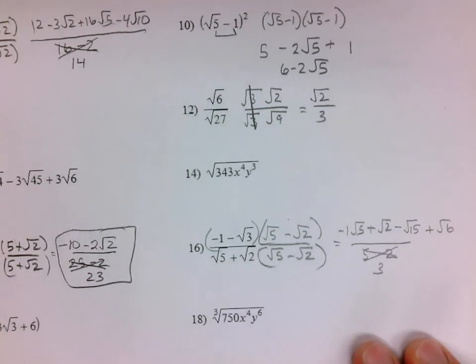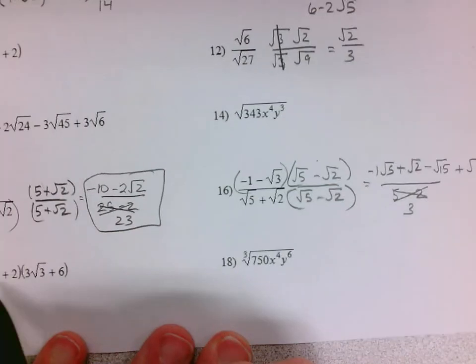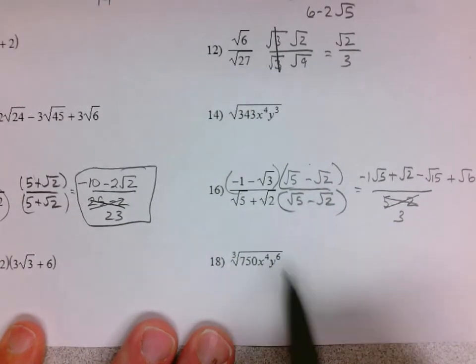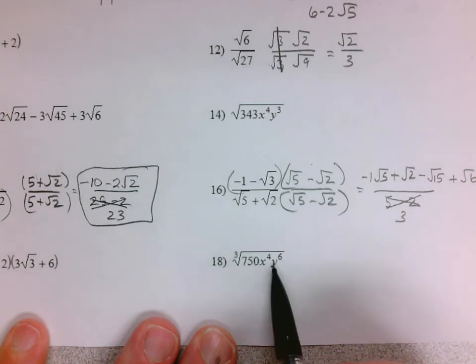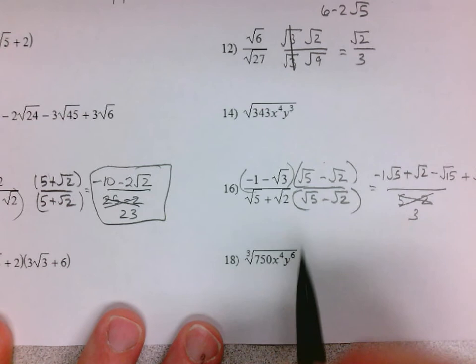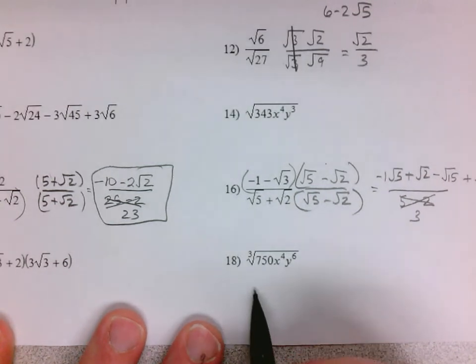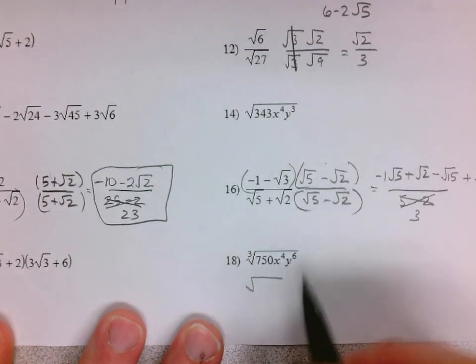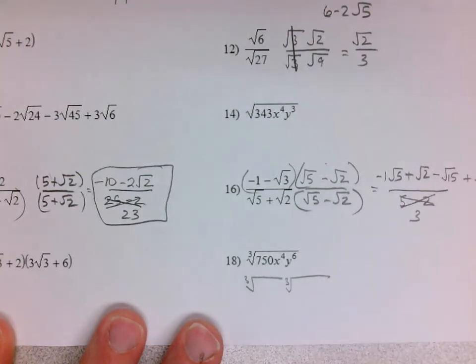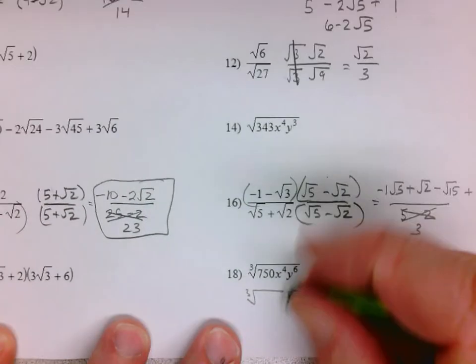I'm going to skip this one, same kind of problem. Keep this video to the right length. 750 x to the 4th y to the 6th. I don't have my list with me right now. Somebody stole it. I got jumped and they stole my list. So I'm going to have to just rely on my calculator.